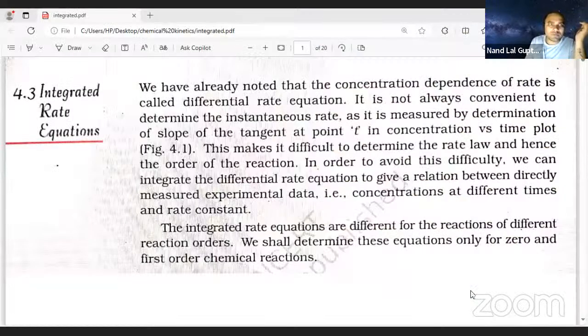First of all, you see this one. Integrated rate equation. We are going to see this one. This is the integrated rate equation. First of all, they are explaining the meaning of integrated rate equation. Here it is saying what we have.